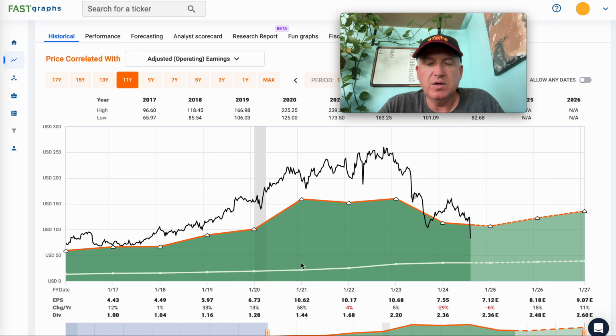And it wasn't. So if we go back to 2020, they earned $6.73 a share, and then last year they earned $7.55. Well, so earnings grew. They didn't grow very much, probably just like inflation, so it's kind of flat.